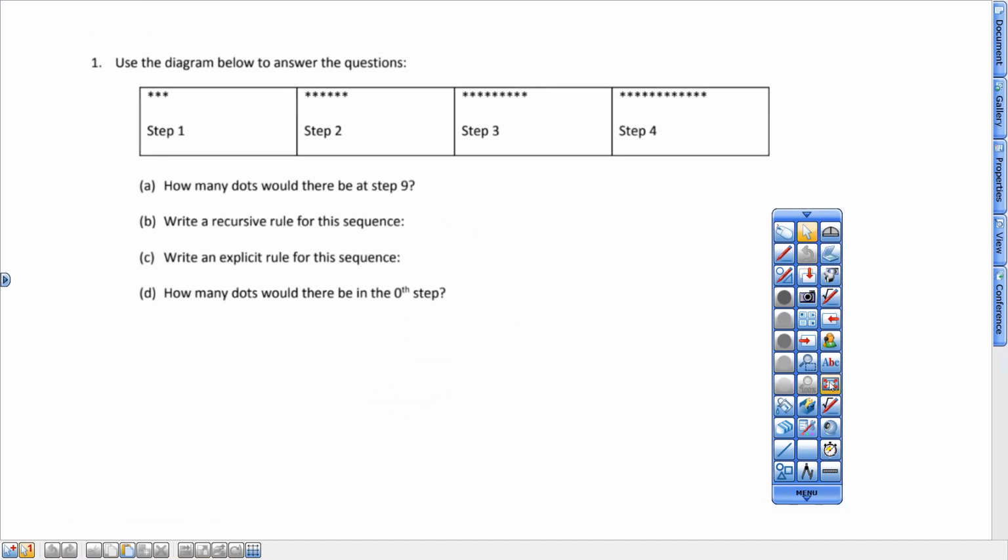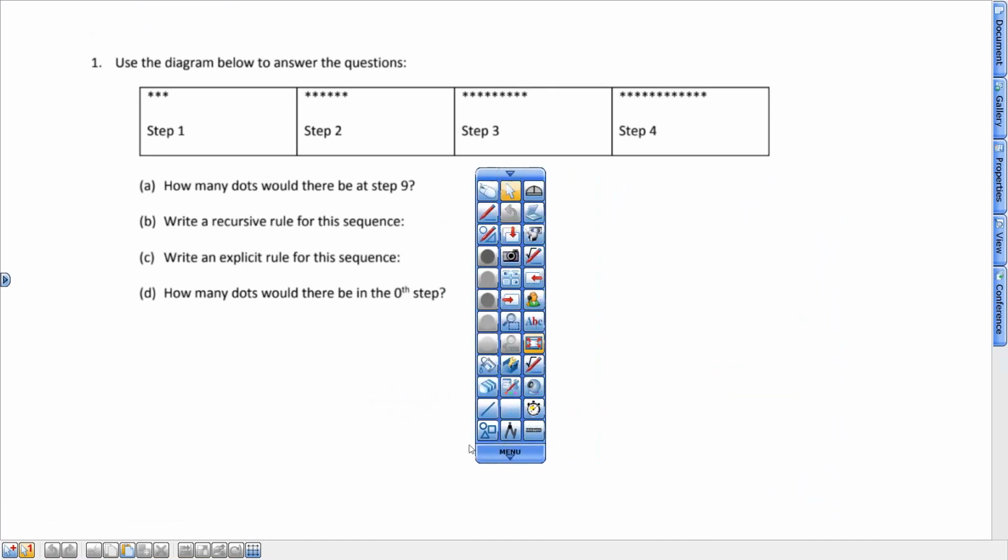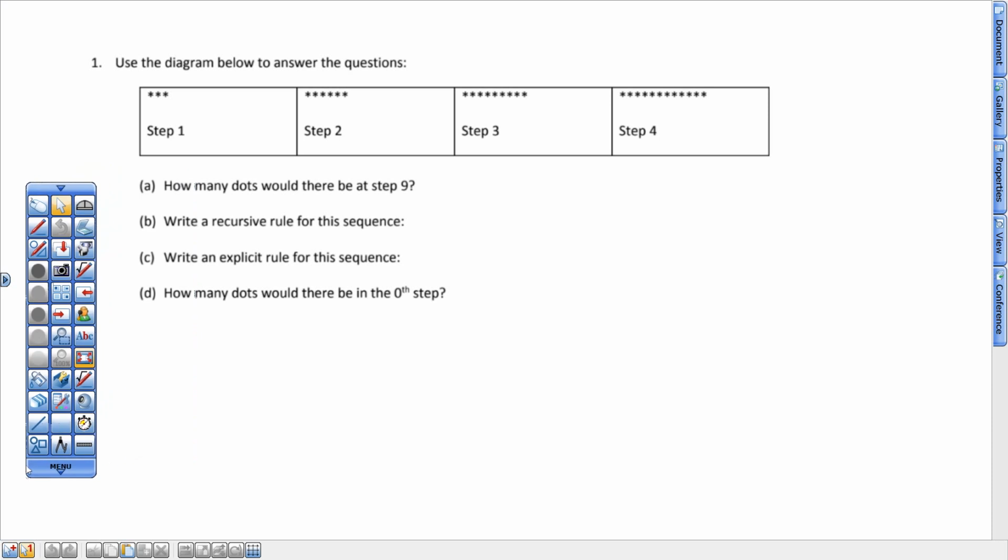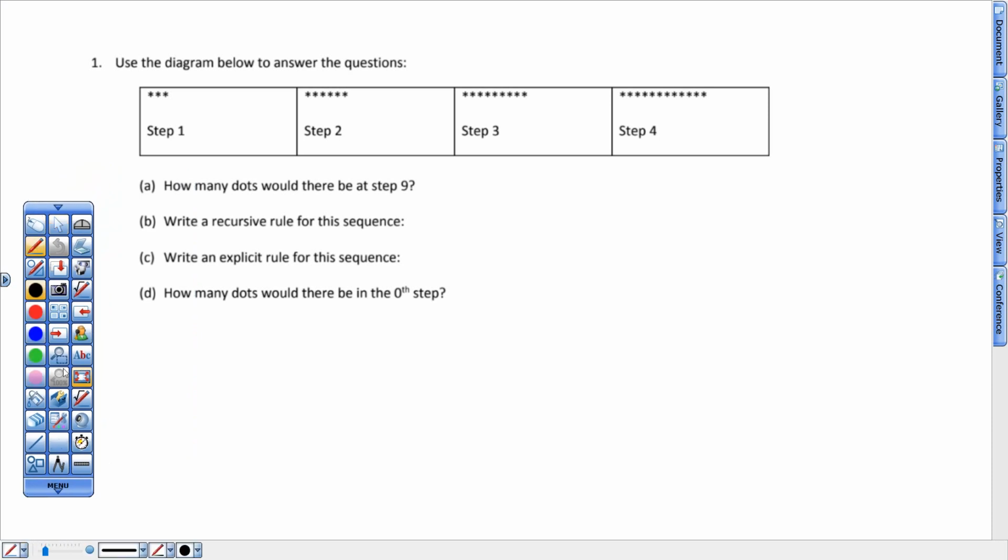All right, here we go. Little study guide showing you how to do, I believe, these 2022 problems. But here we go. First problem here, doing a sequence.